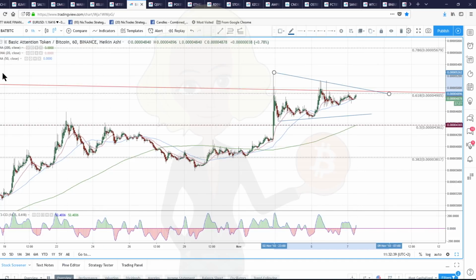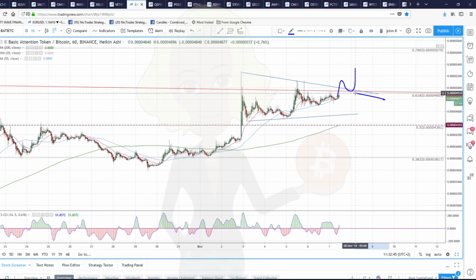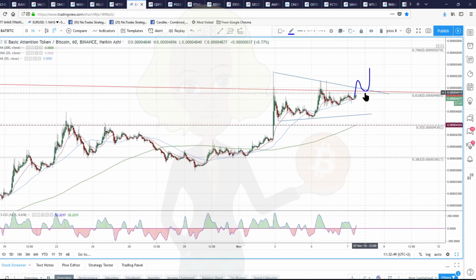I'm not going to buy it here. I'm going to wait and see. And if we can get out above here and then find support at 4,900, that's going to be my buy level. So 4,900 is the fib. It's the trend line. That's what I'm looking for in basic attention token today, if we can get going.